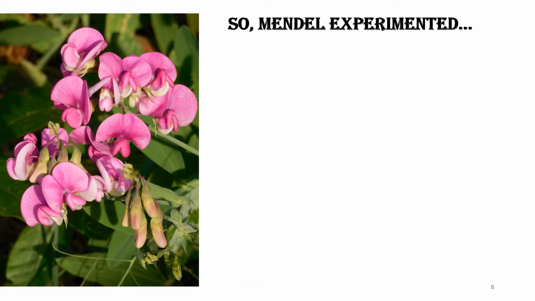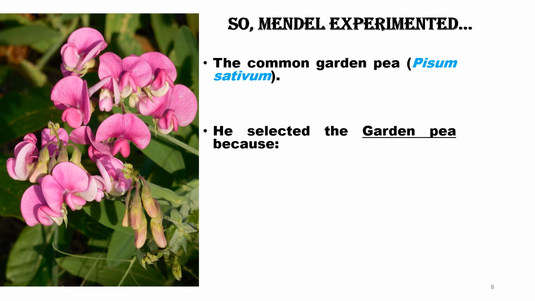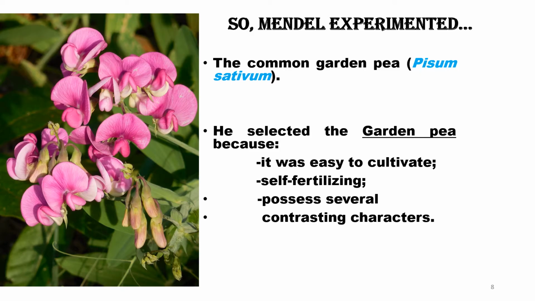So Mendel carried out his experiment on a common garden pea, here represented. He selected the garden pea basically because he noticed that it was easy to cultivate, which is self-fertilizing, and it possesses several contrasting characters. Mendel studied 7 of these characters.